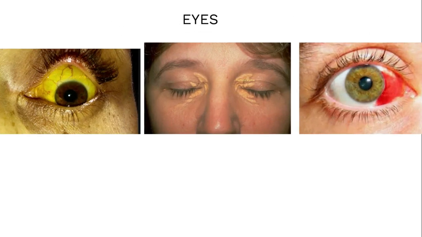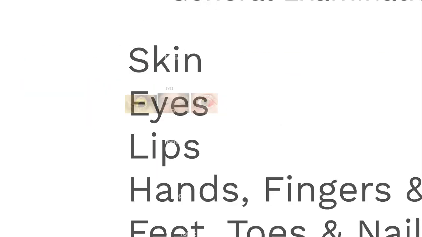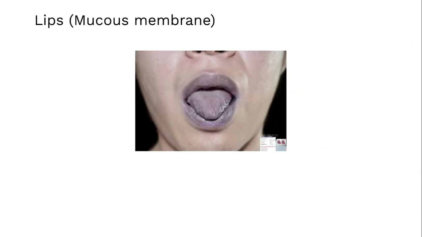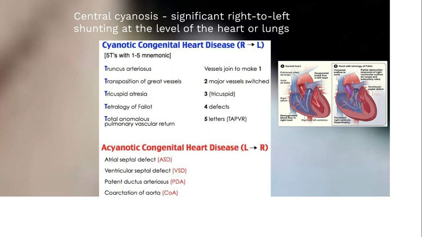This could be a sign of advanced heart failure. Patient here has central xanthelasma, which can be a sign of lipid disorder, or a patient with a subconjunctival hemorrhage can be a sign of atherosclerosis. You can see this is a sign of central cyanosis. So these are the causes of the central cyanosis.